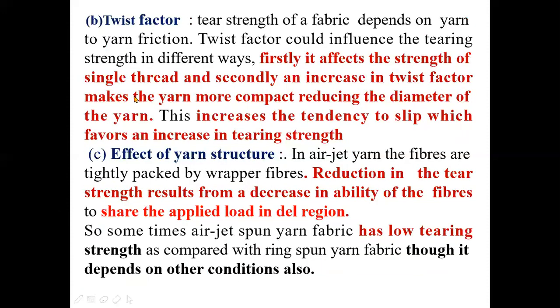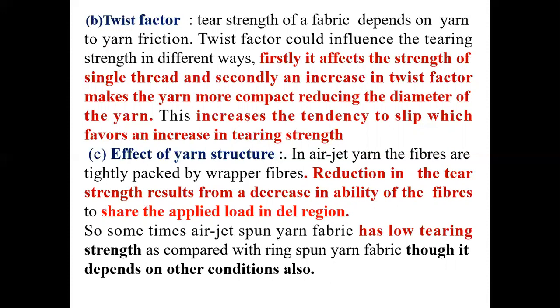Next is the twist factor. The tear strength can be affected by the twist, because up to a certain limit, if we go on increasing the twist, the strength of the yarn will be more, right? And if you increase the twist, the yarn will be more compact, thereby reducing the diameter of the yarn. Again, the next is the effect of the structure of the yarn.